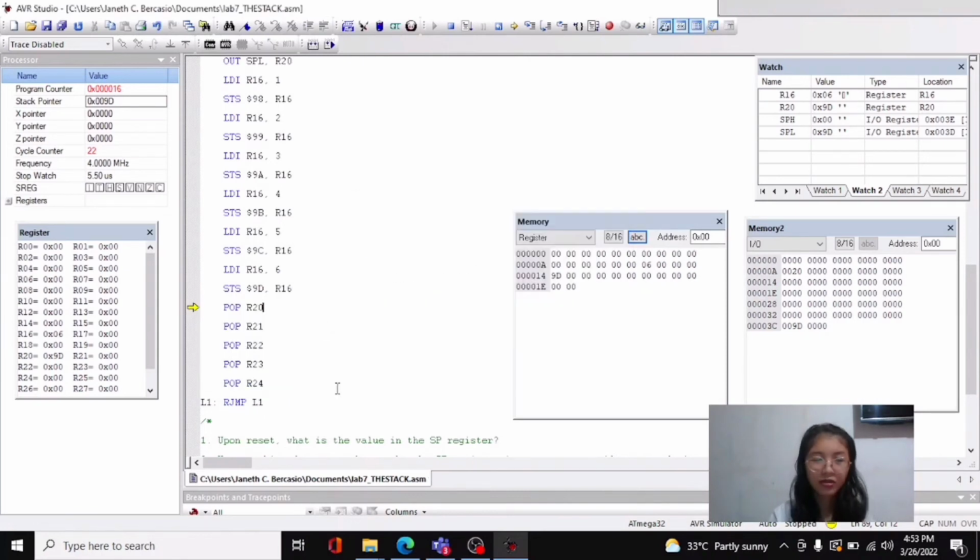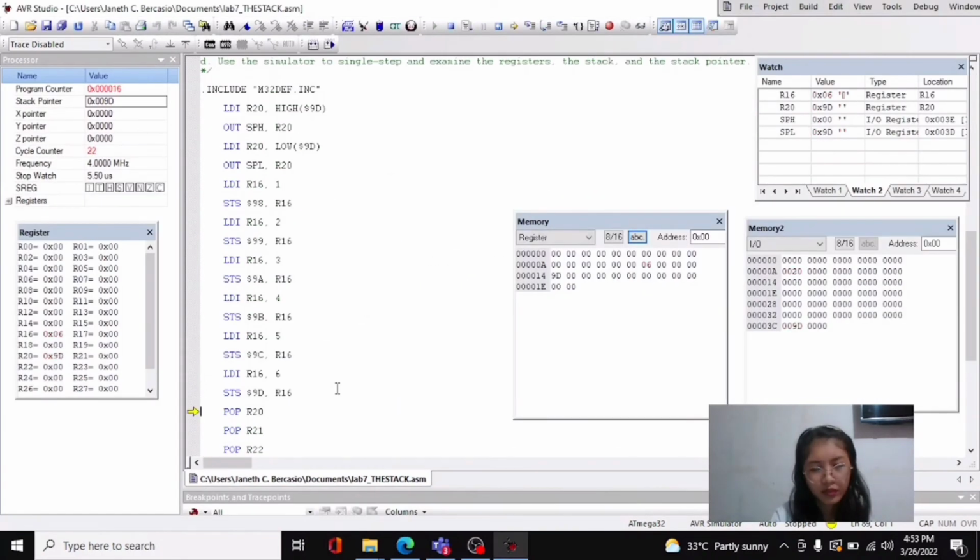For pop R20, our stack pointer, which is 9F, is incremented by 1, so it became 9E, and our R20, from 9D, became hex FF. We pop R21, our stack pointer is incremented again by 1, and from 9E it became 9F, while our R21 also became FF hex.